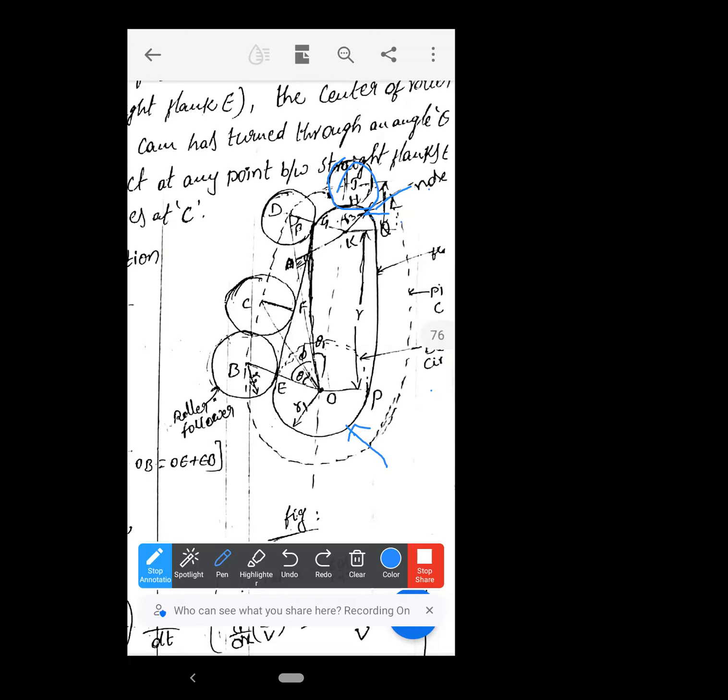In this, another curve is also generated. Why? Because when we take our roller follower, the trace point is different. The center of our roller is the trace point. With the help of this trace point, our roller center, we have to generate another curve.